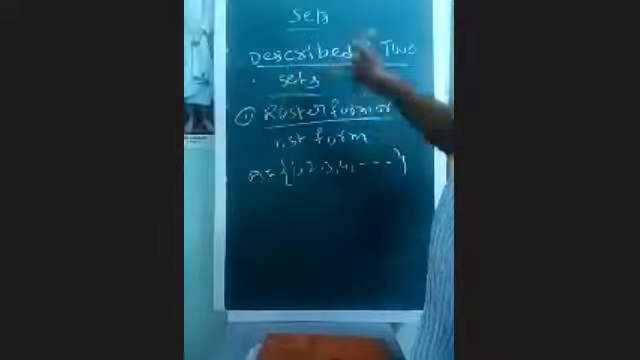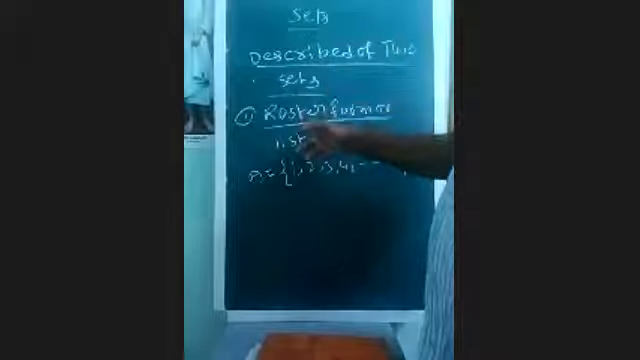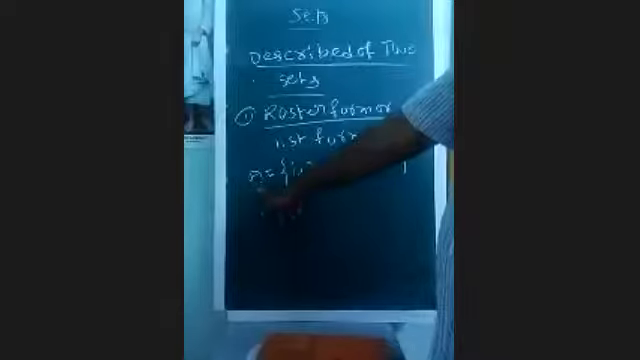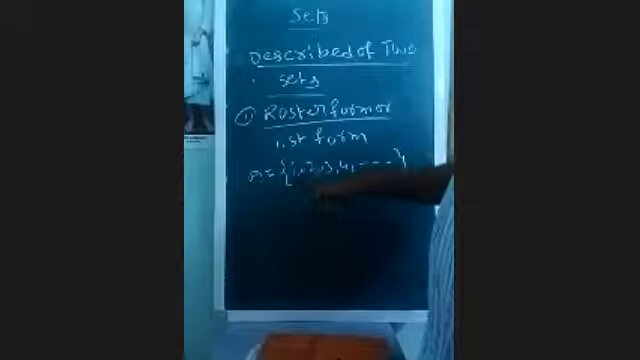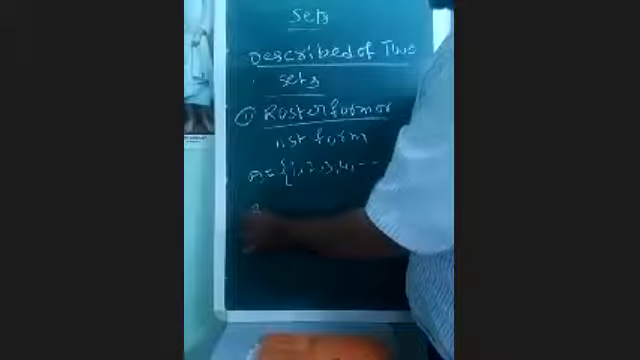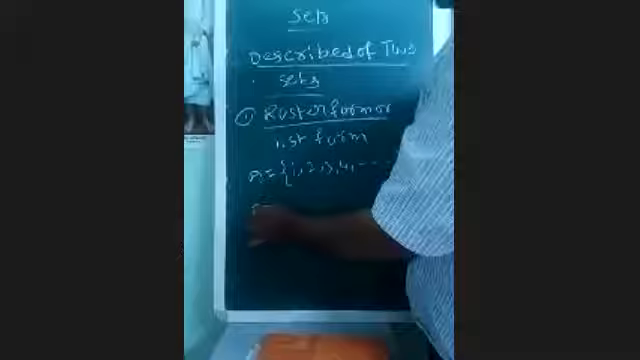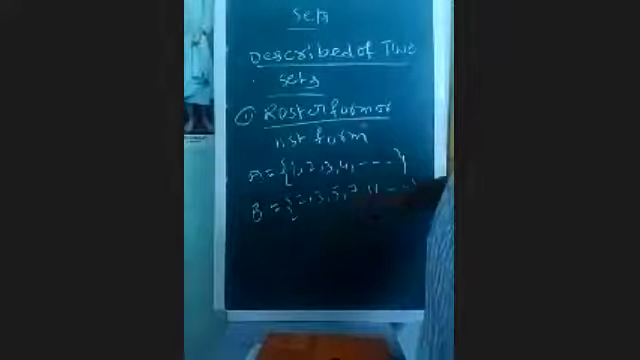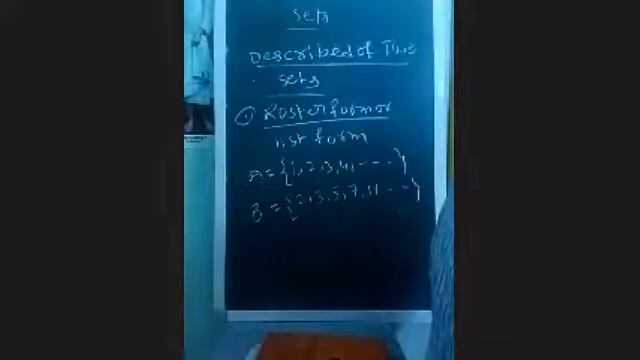Sets are described in two ways. The first one is roster form, or list form, where all the elements of the set are listed. For example, A is equal to the set of 1, 2, 3, 4, and so on. Another example is the set of all prime numbers: 2, 3, 5, 7, 11, etc. Those are called roster form, or list form.